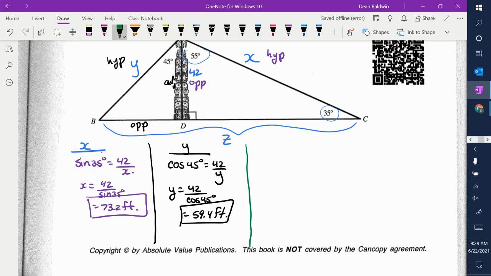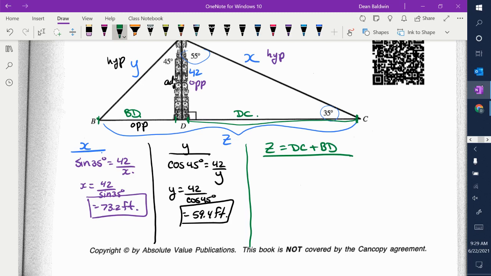Okay, now we need to find Z. What are we going to do for Z? Just tell me in words what you want to do. So find this bit, DC, and BD. And once we know those, we add them together and we get Z. Does everybody agree with that? So Z would equal the length of DC plus BD.